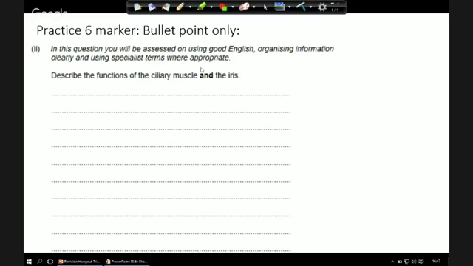Are the ciliary muscles going to tense up? Are they going to relax? What effect will that have on the shape of the lens? Will it make the lens go rounder or make the lens flatter? And similarly with the iris, is the iris going to be making the pupil smaller in bright light or making the pupil larger in dim light? So this is a 6-mark question, so if we just have a quick look at the answers up here, again, please pause it if you wanted to have a go at this on your own.